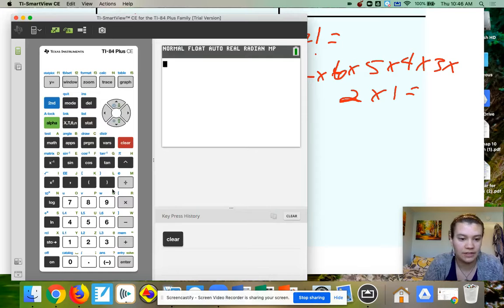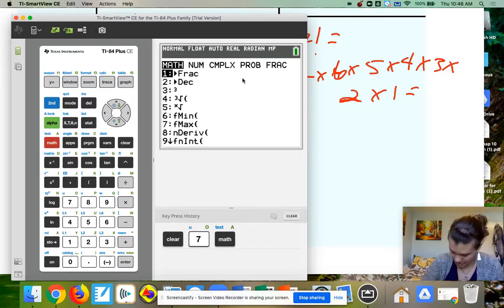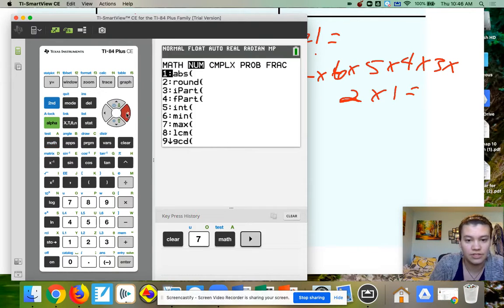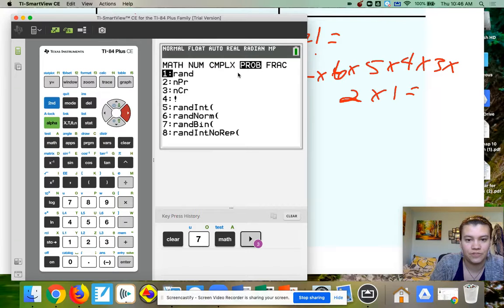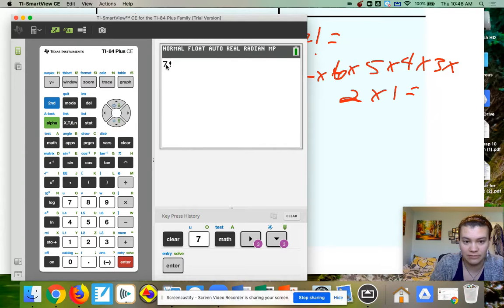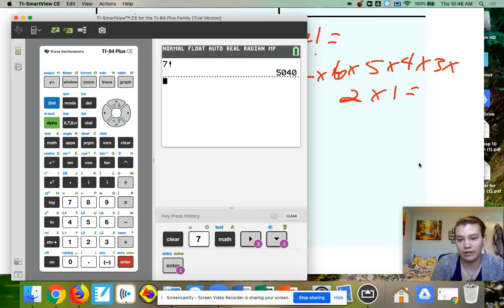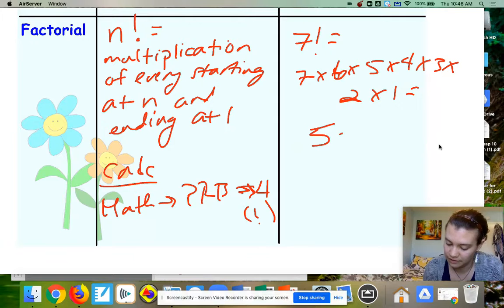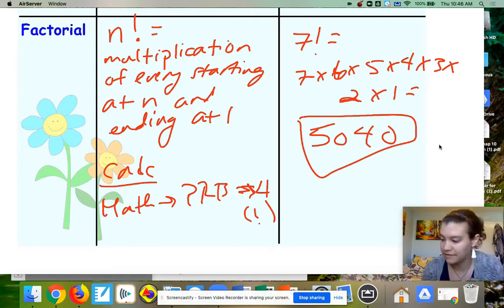So we go here, you can do 7 and then hit math, and you want to get over to PRB, or the probability. So you should see it. So here, probability on this, if you have one of the older calculators, is PRB. We want 4. So you can arrow down to 4, or you can just hit 4. Hit enter, and then it puts the exclamation mark next to your number, enter, and we get 5,040 for your answer. So 5,040 would be 7 factorial.